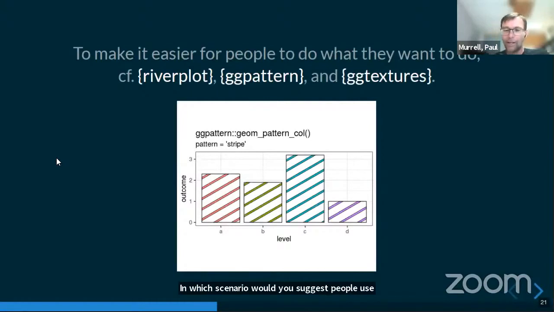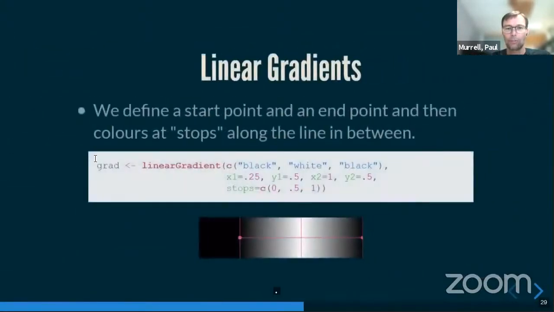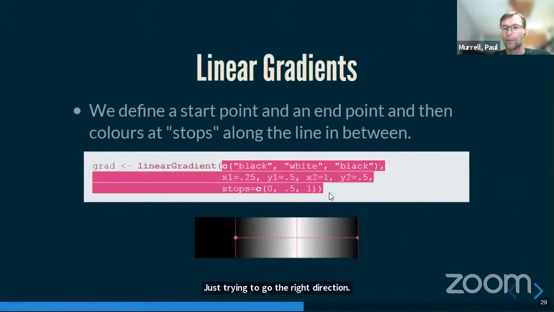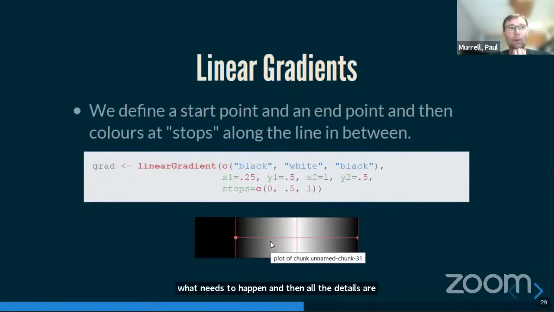The linear gradient is potentially more efficient because all you're basically saying is, I'll just try and go in the right direction. It's almost as small as you could get the information. This is the basics of what needs to happen, and then all the details are done by the system. In some cases, you could express that quite simply as well with a raster grob.